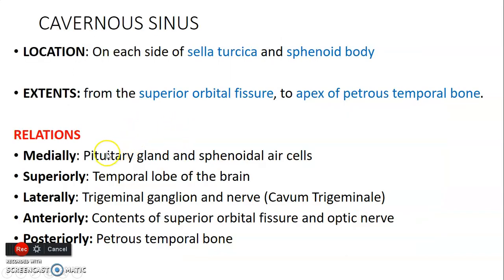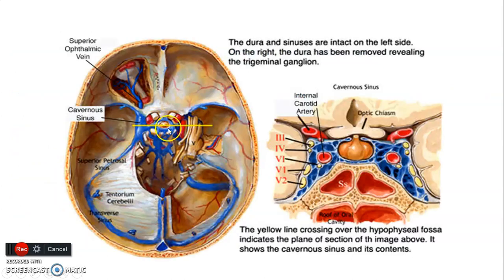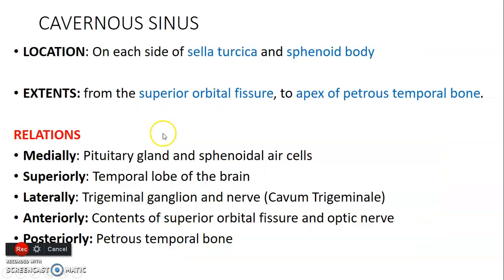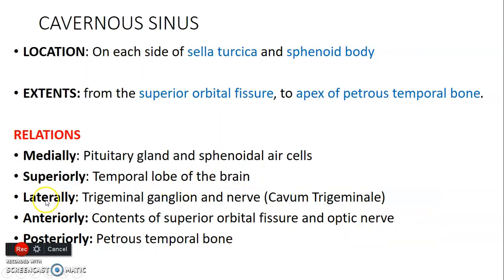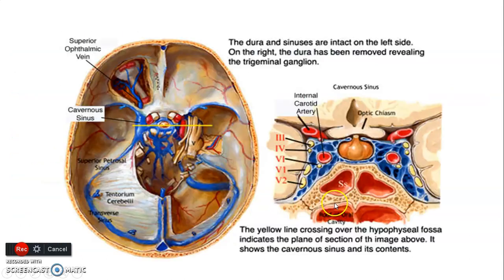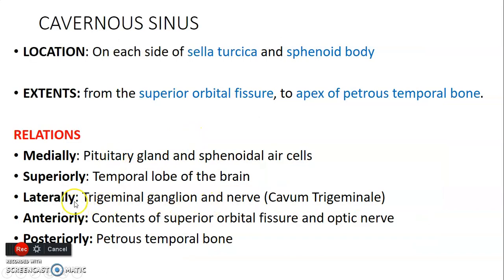What are the relations? Medial to it is the pituitary gland and sphenoidal air sinus: the pituitary gland in the sella turcica and the sphenoidal air sinus in the body of sphenoid bone. Superiorly you have the temporal lobe of the brain, which has been removed here. Laterally you have the trigeminal ganglion, also called the cavum trigeminale. So the ganglion of the trigeminal nerve is lateral to the cavernous sinus.